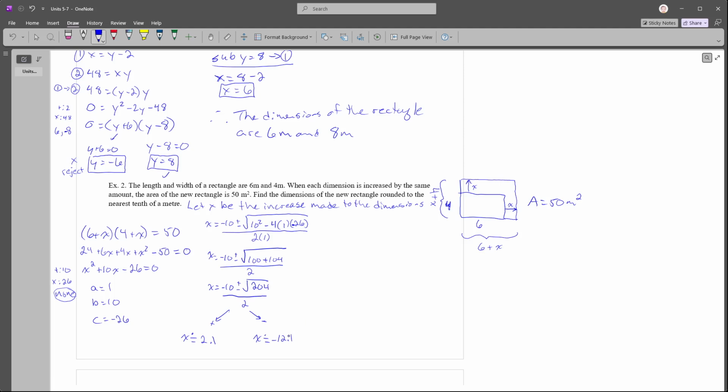So we have to look at these numbers and see what makes sense. If x is 2.1, that's the increase, okay? So if x is 2.1, our numbers get bigger. That makes sense. But if x is negative 12.1, that would give us a negative dimension for our length and our width. So that doesn't actually work. So we have to reject this. We are going to accept this, and we are going to reject this one.